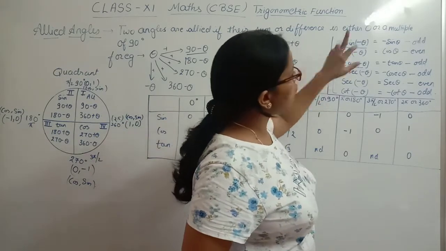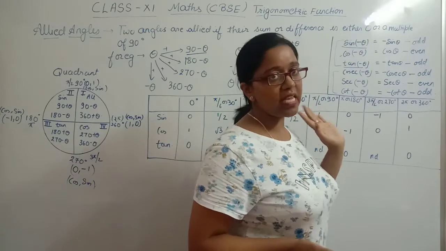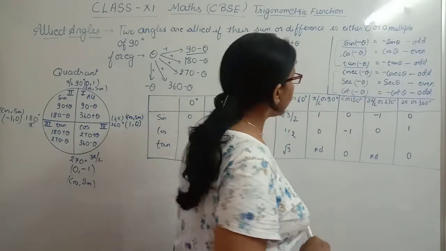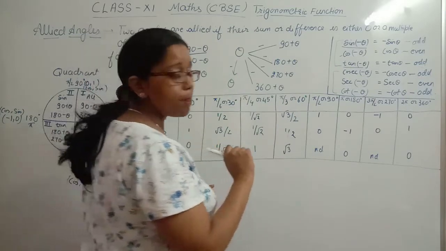Okay, so only cos is the even function and the rest two are the odd functions. So in the same way you will get the other values also. Okay, so this you need to learn properly.